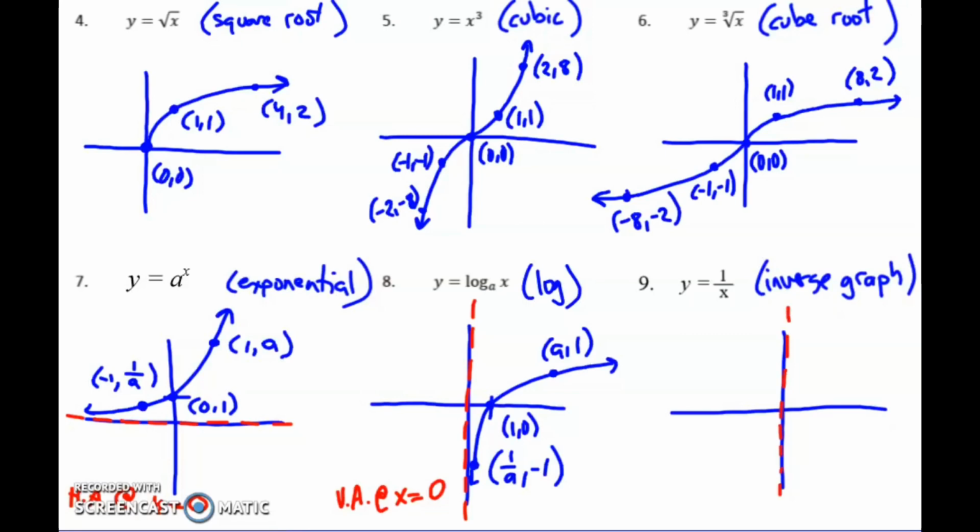If I put in a 1, I get a 1. So this point right here is going to be on there. It's 1 comma 1. If I put in a 2, I get a 1/2. If I put in a 1/2, I get a 2. It's an inverse graph. Looks like this.